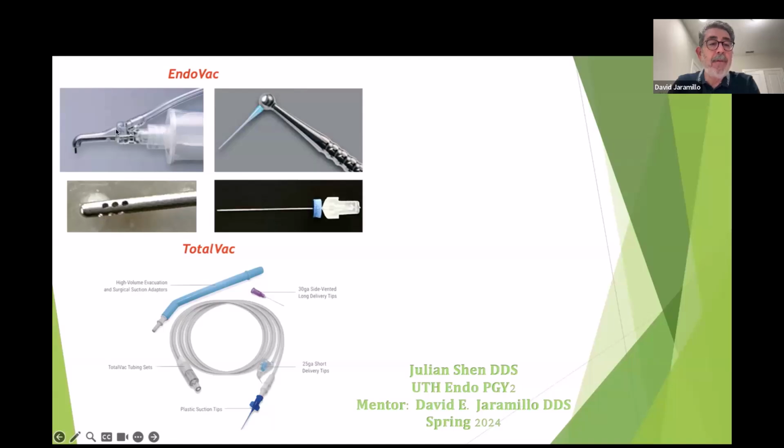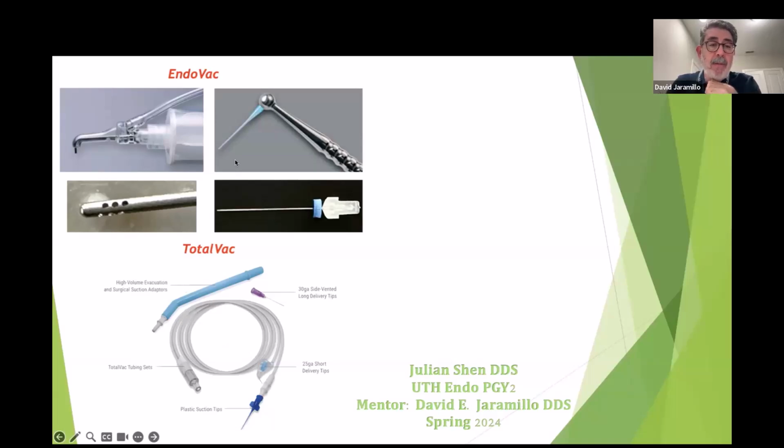And this is the master delivery tip. The problem with this technique is that we need 4 hands to use it. We need an assistant to be there with us. So Brasseler came up with this TotalVac, which can be used with 1 hand, according to them, but it's not. You need 4 hands also.